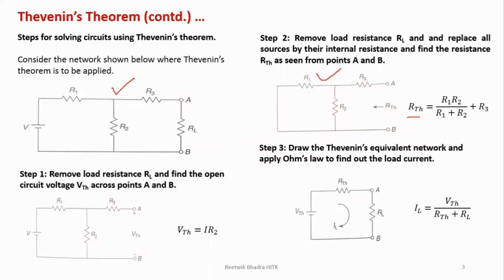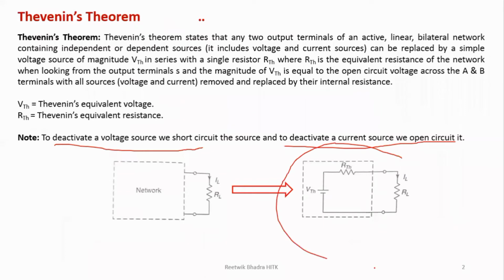So this formula for RTH is written basically by series and parallel combination. If there is a series combination, you will write R1 plus R2 plus R3. If there is a parallel combination, you will write R1 R2 by R1 plus R2. Like this, you have to make all the combinations and find the equivalent resistance. And at last, step 3 is to draw this equivalent circuit. This is called Thevenin's equivalent circuit.